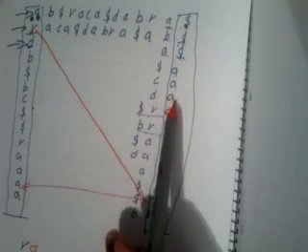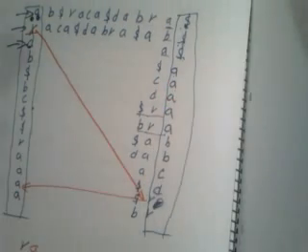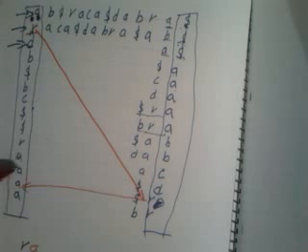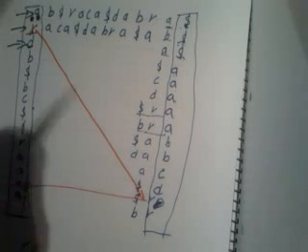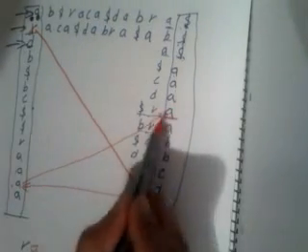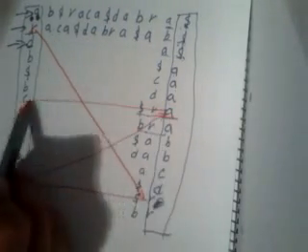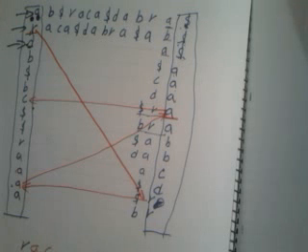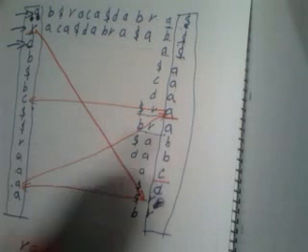first, second, no, this is first, second, third, fourth A. So we should go to the fourth A here, and this is the fourth A. So we go to this fourth A, and the corresponding character is the C. So we write C, and if you see, this is the first C. So we go to the fourth C.